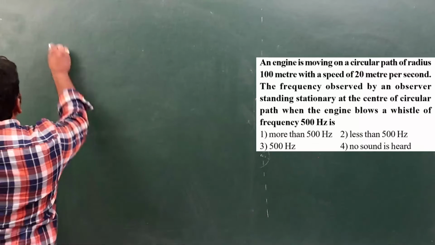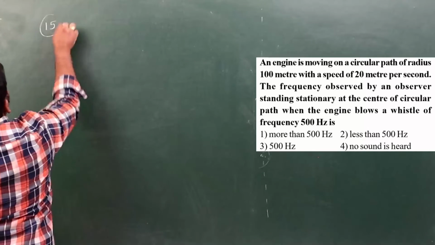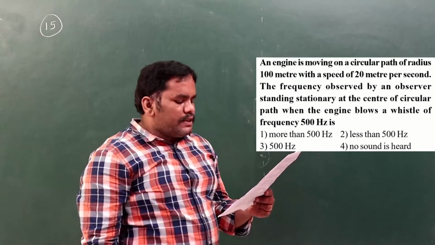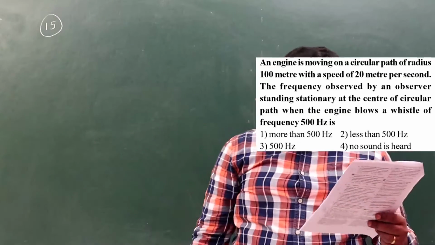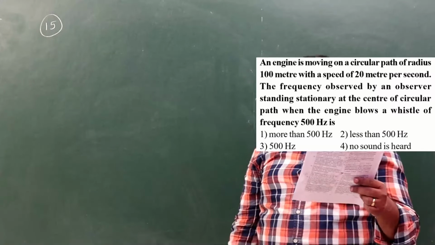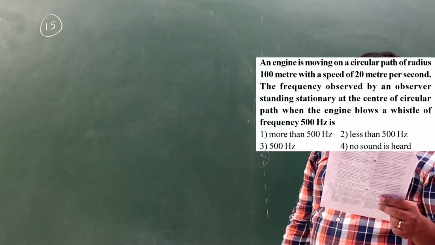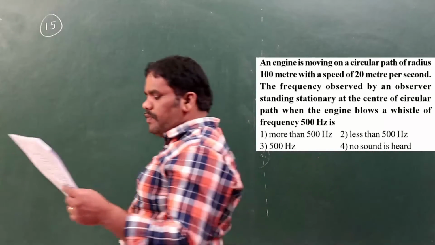Next question number 15. An observer moves towards a stationary source of sound with velocity 1/5 of the velocity of sound. The percentage increase in apparent frequency is how much?